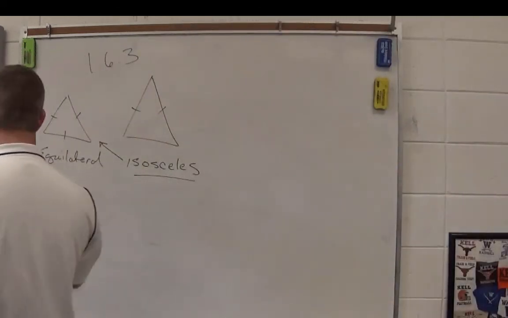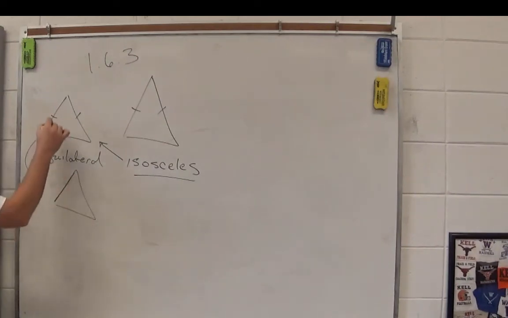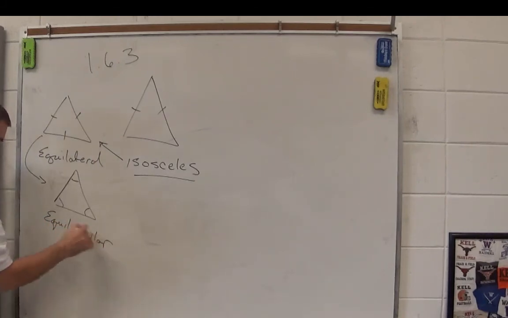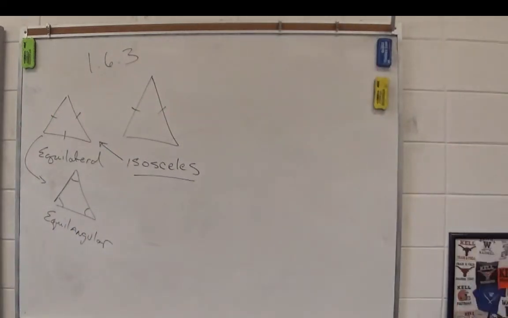What else is an equilateral triangle? Equal angular. That's exactly right. If it's equilateral, it's also equal angular. Write that down. Equilateral triangles are also equal angular. This is just some geometry vocabulary that you need to know in order to be able to do the base angle theorem.